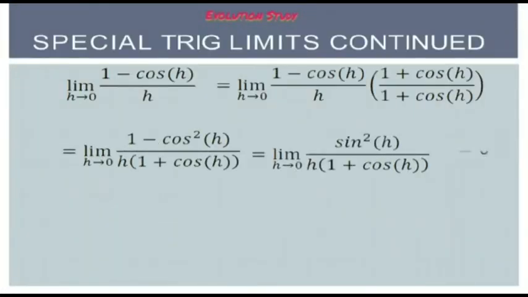Now limit h tends to 0 of (1 minus cos h) divided by h is equal to limit h tends to 0 of (1 minus cos h) divided by h into (1 plus cos h) divided by (1 plus cos h), which means limit h tends to 0 of (1 minus cos square h) divided by h(1 plus cos h), which is equal to limit h tends to 0 of sin square h divided by h(1 plus cos h), which is equal to 0.